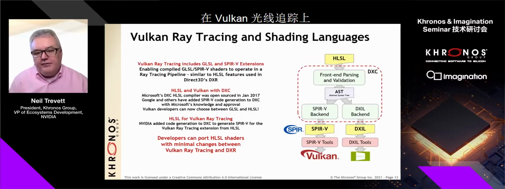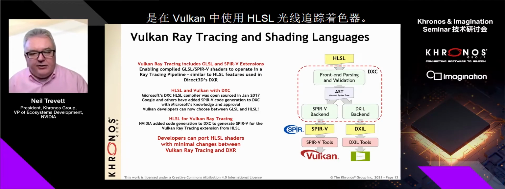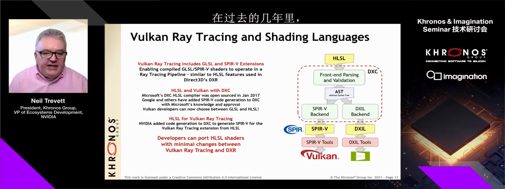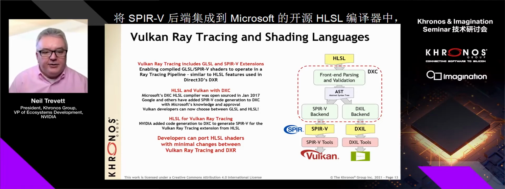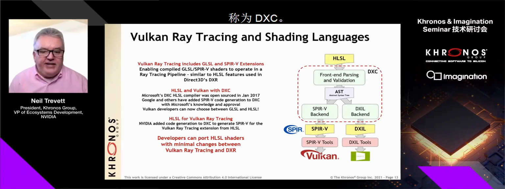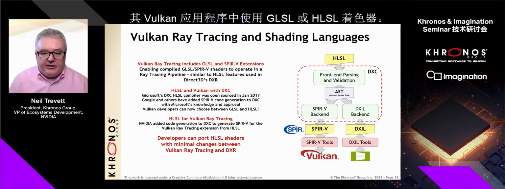Another important part of enabling layering of DXR over Vulkan ray tracing is the use of HLSL ray tracing shaders in Vulkan. Khronos has already been working closely with Microsoft over the last few years to integrate a SPIR-V backend into Microsoft's open source HLSL compiler, which is called DXC. This has given Vulkan developers the choice of using either GLSL or HLSL shaders in their Vulkan applications.